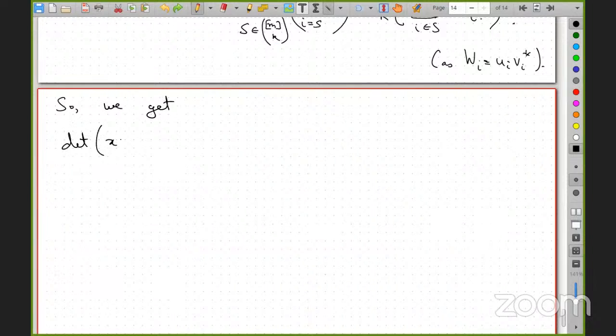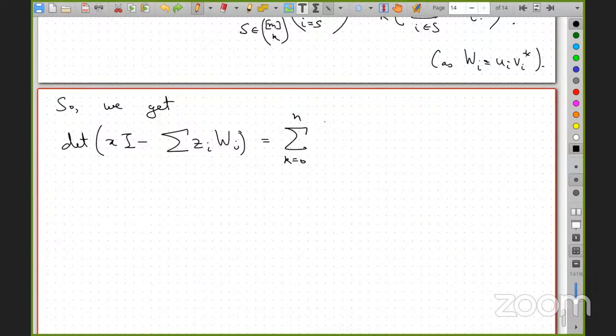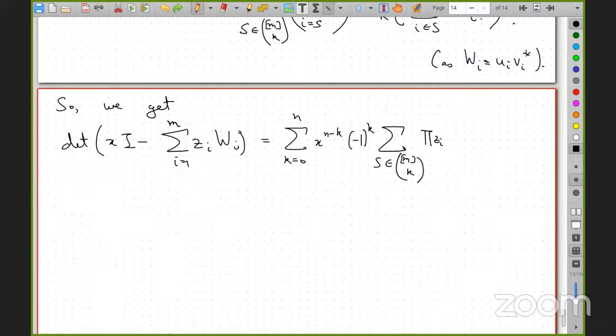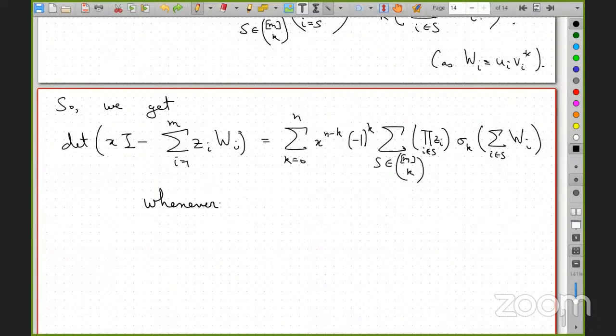So we get that this determinant of xI minus summation zi wi is equal to the sum over k from 0 to n of x to the n minus k, times minus 1 to the power k, times the sum over s subset of size k of the product of zi for i in s, times sigma k of the wi's for i in s, whenever w is n cross n. Okay, so this proves this identity.